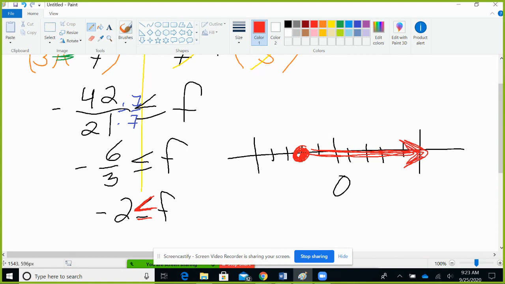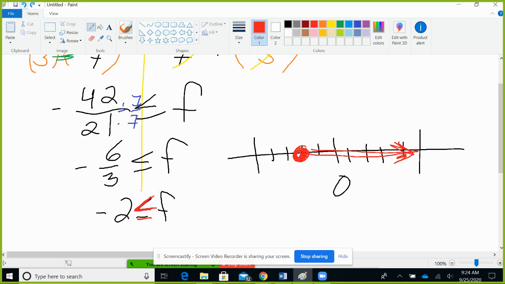So be careful not to look at this and say, oh, look, it's pointing this way. That's not how it works. You have to read this or look at it. F is the larger. F is larger. So it goes to the right.